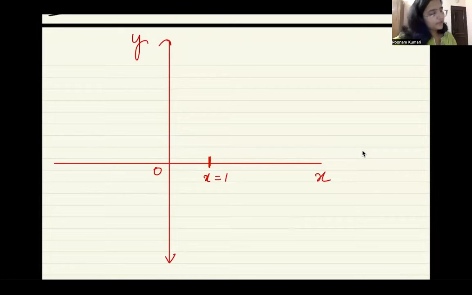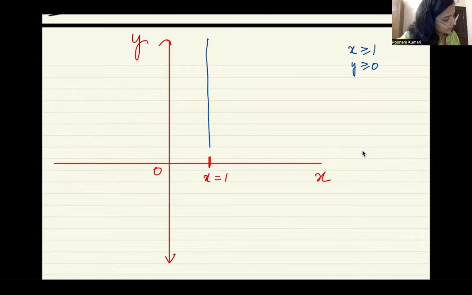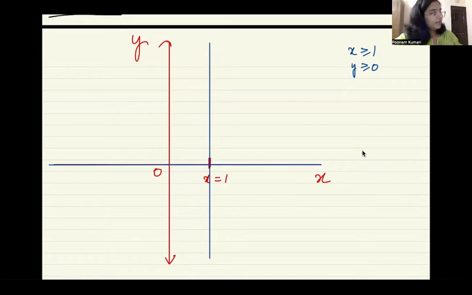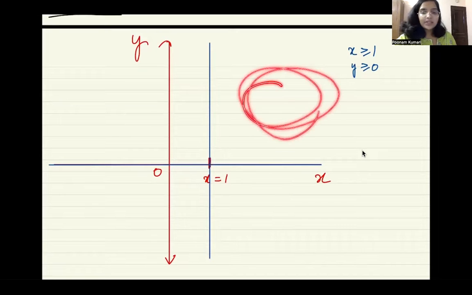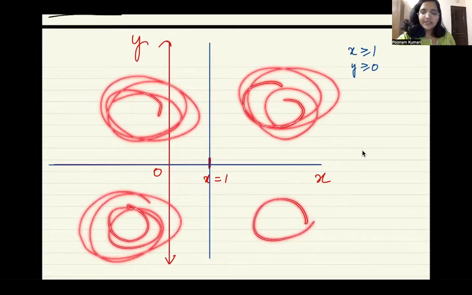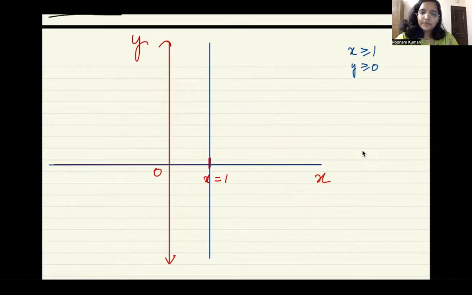Just to give you a hint, what can I do? We had x greater than or equal to 1 and y greater than or equal to 0, okay? So what I did is I plotted x equals 1, so this is x equals 1, right? And another thing I had to plot was y greater than or equal to 0, so I plotted y equals 0 as well, okay? Now I want to know which section will be my domain, this section, this section, this section, or this section. Which area should I color?